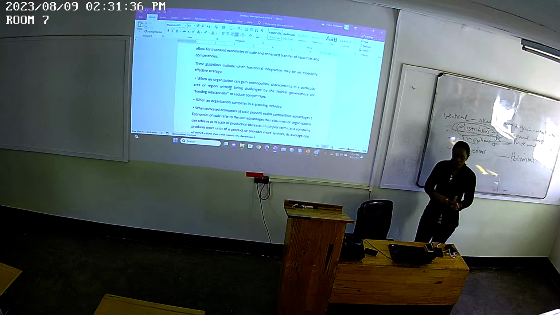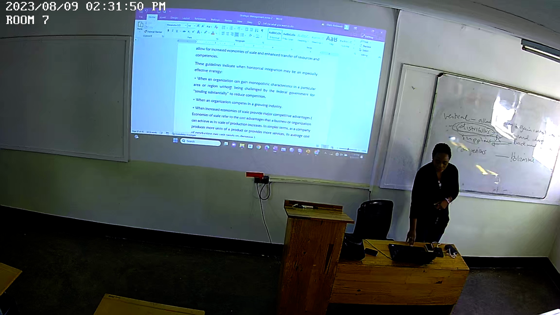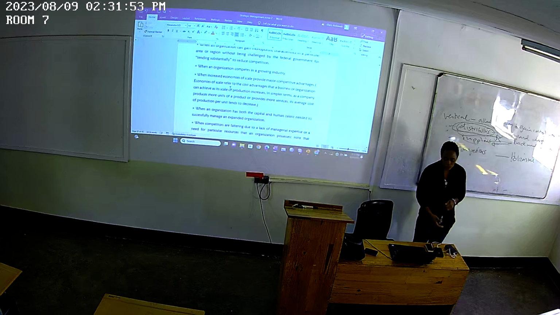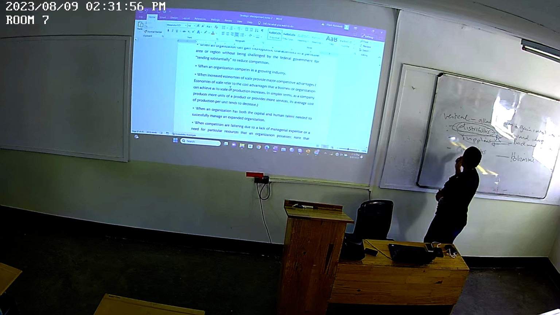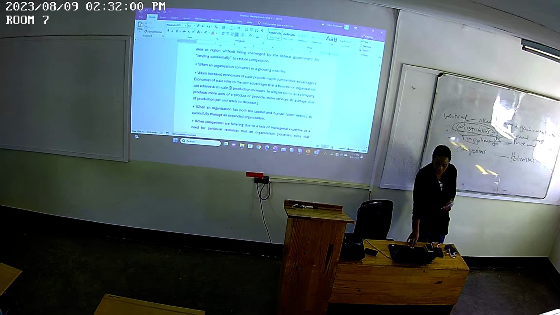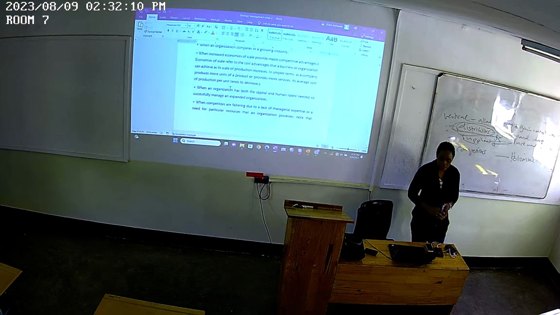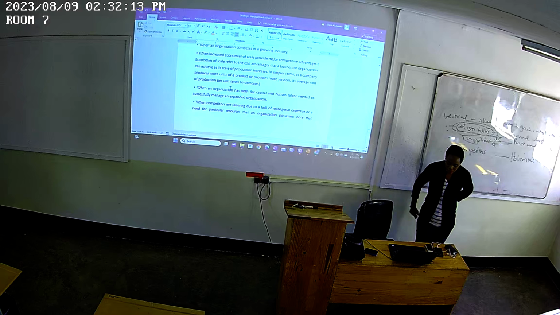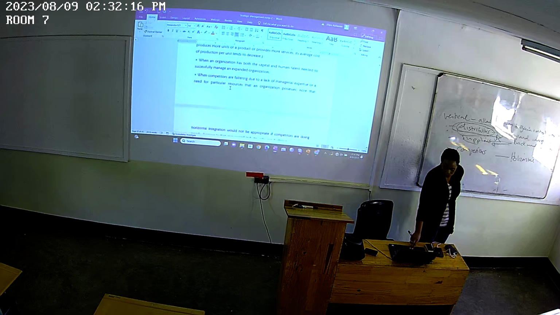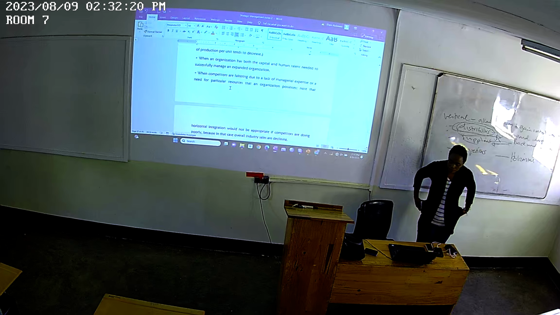So when an organization can gain monopolistic characteristics in a particular area or region without being challenged by the federal government. When an organization competes in a growing industry, you can also use horizontal integration. When increased economies of scale provide major competitive advantage. When an organization has both capital and human talent needed to successfully manage and expand the organization, and when competitors are plateauing due to lack of managerial expertise or a need for particular resources that an organization possesses.